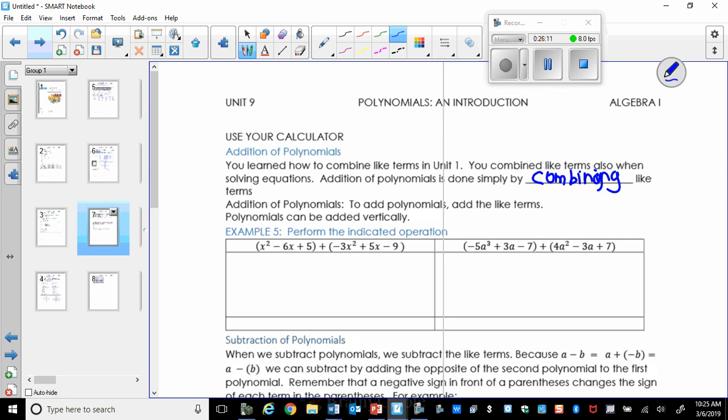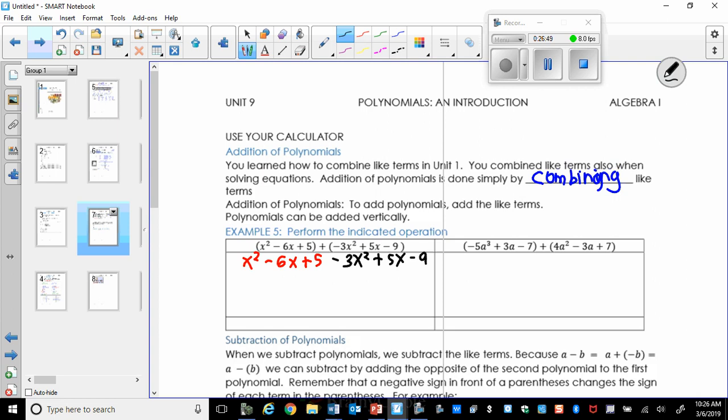Now this is how we're going to do combining like terms. First, look at the parentheses. Is there a negative in front of here? No. Is there a negative in front of here? No. Then the parentheses just fall away. So the first step, lose the parentheses. Rewrite it: x squared minus 6x plus 5, secondly, minus 3x squared plus 5x minus 9.